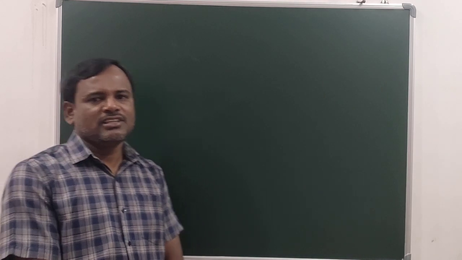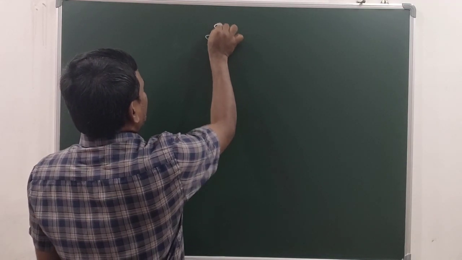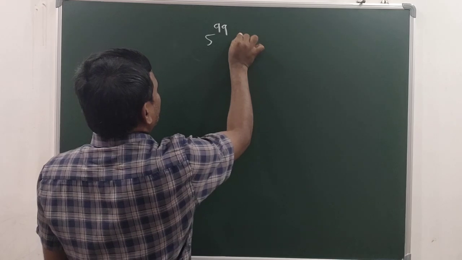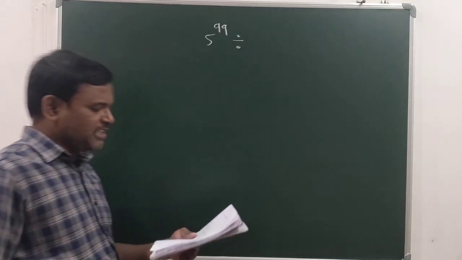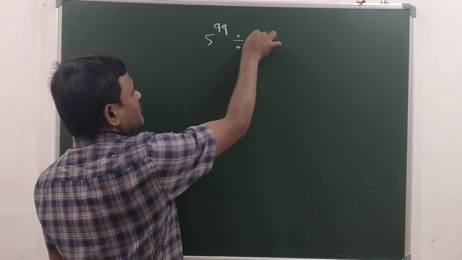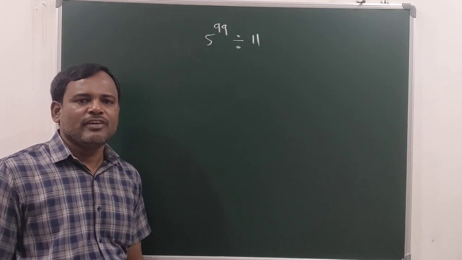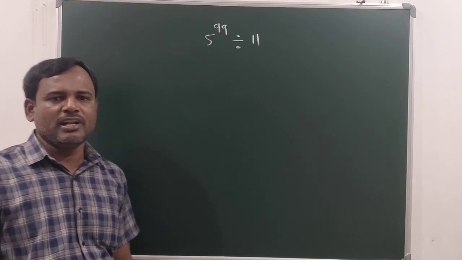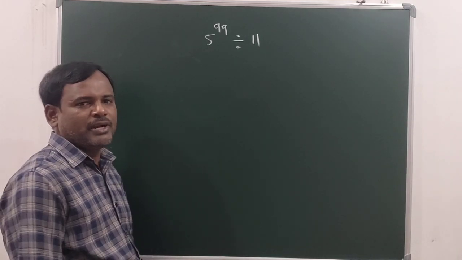The first one is: find the remainder when 5 power 99 is divided by 11. This is the question. What is the remainder when 5 power 99 is divided by 11? Now observe me how I am going to find the remainder.